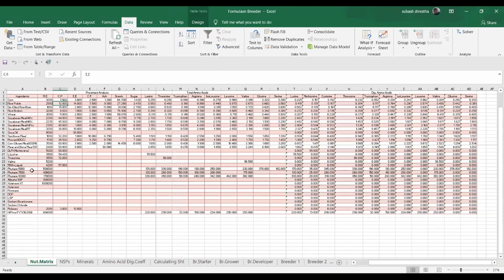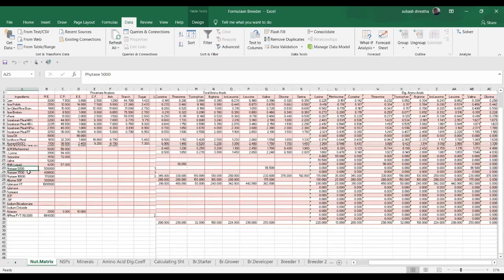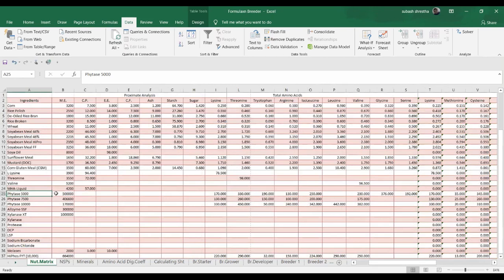And as you can see, if you get into the phytase, then you need to know the matrix of the phytase also, because it is a very cost-saving ingredient in your feed. I have included the matrix for the phytase, because I'm giving much more emphasis to the phytase. Nowadays the feed price and the ingredient price have increased, so you need to know the solution for the increased feed price. The solution is the enzymes only. Enzymes can significantly decrease your feed price.